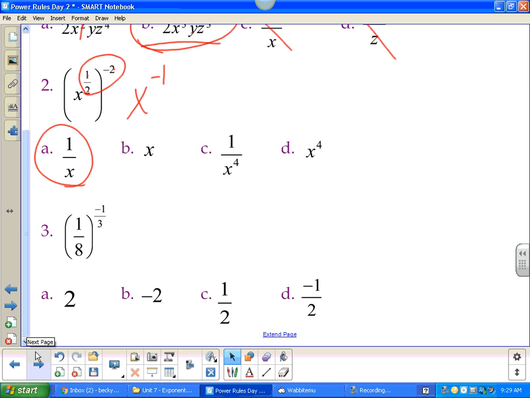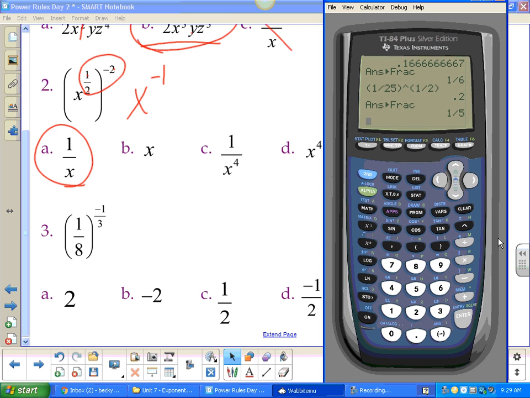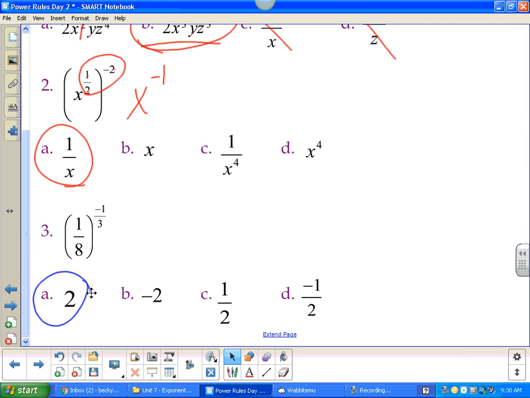Number 3, there are absolutely no X's in this problem, so we can type it straight into our calculator. You just have to type it in correctly. 2. So practice your rules, and the better you'll get with them.